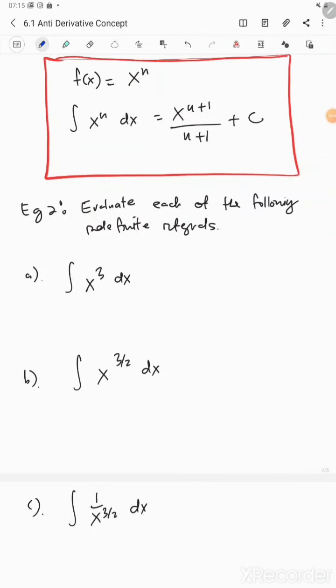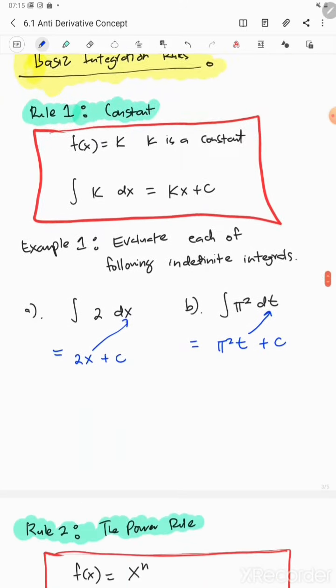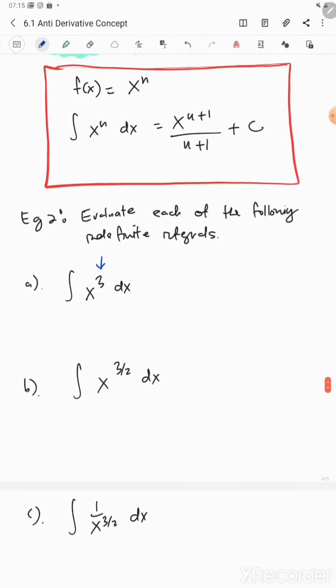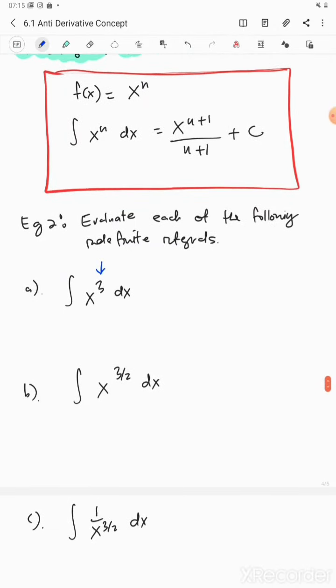Example 2: evaluate each of the following indefinite integrals. Question A, the integral of x cubed dx. Now we have a power, right? We have a power of 3. By using the formula in the power rule, 3 plus 1 divided by 3 plus 1 plus c. To simplify this, the answer is x to the power of 4 divided by 4 plus c. This is the power rule.